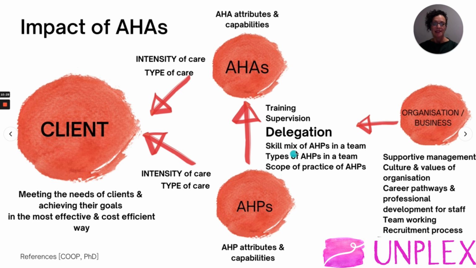In turn, AHPs and AHAs are influenced by the organisation within which they are employed. And all of these things here we know influence the success of how well allied health professionals and allied health assistants can impact client outcomes. So a complex web of mechanisms contribute towards the AHA effectiveness at influencing client outcomes. And as you can see, it is not just the allied health assistants that contribute to improved client outcomes. It is allied health professionals and the organisation that they're employed within also.